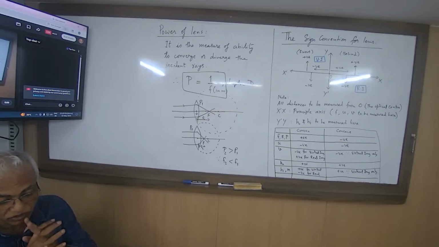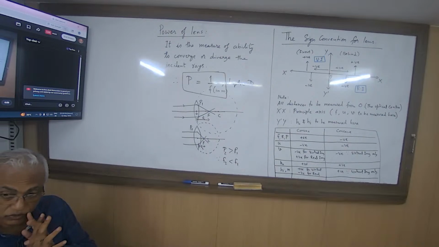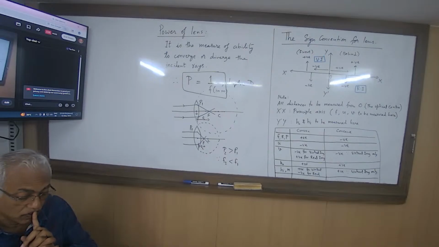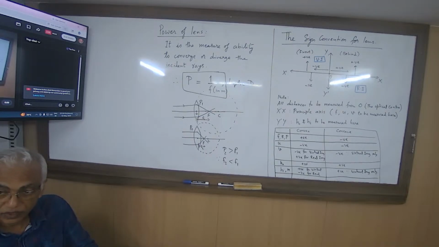In B, what is the mistake? The parallel ray is passing through 2F, and we don't know about the second one. So that mistake is certain: a parallel ray cannot pass through 2F. Next, in C the parallel ray is passing through F, which is correct. And the ray at O is also straight, not deviated. So this is correct.